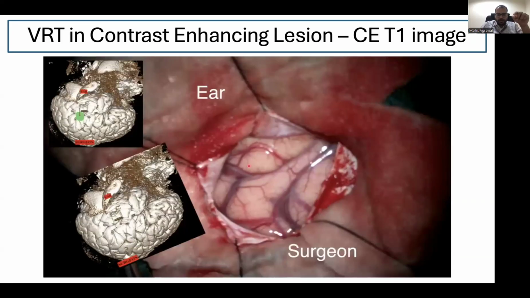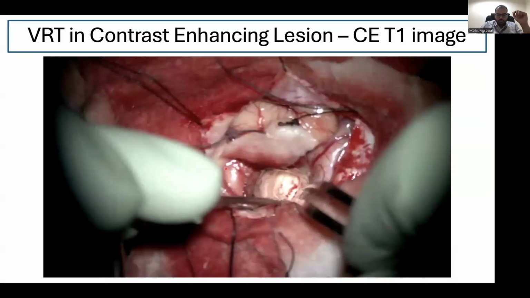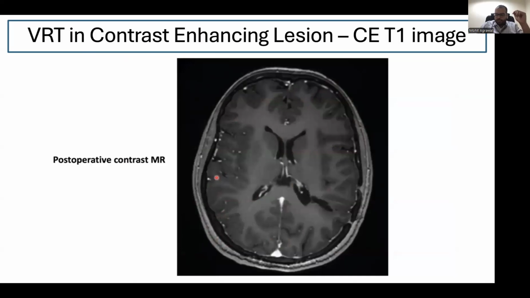So this is the intraoperative picture. You can take a printout of these pictures and take it to the OR, and following which, with a small craniotomy, this tumor can be excised.